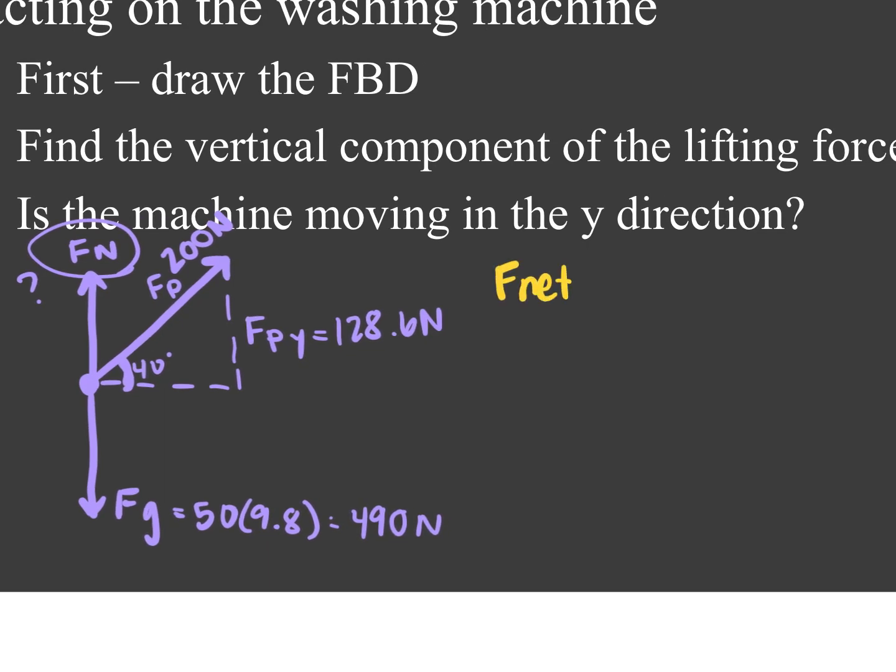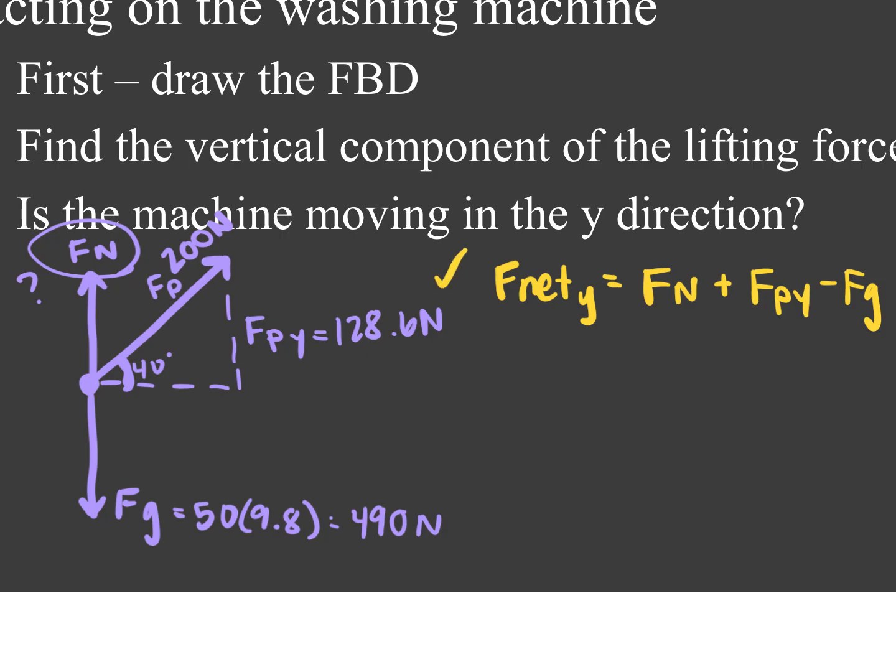F net, and you could write a little y there to show that you're dealing with the vertical things. That's not a necessity, but you could. And so I'm going to add up anything that's going upward, normal force, plus FPY minus FG. And we already know some of those numbers, but I think it's a good practice to get the equation written out first.